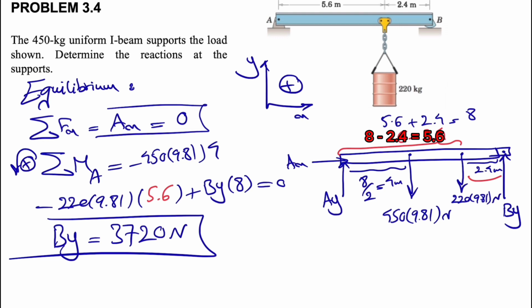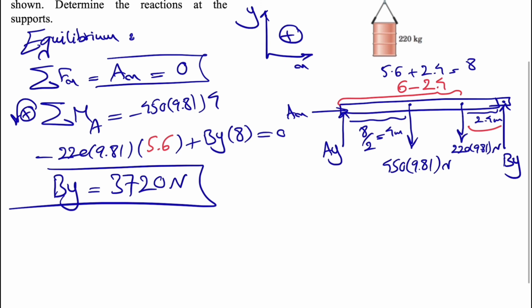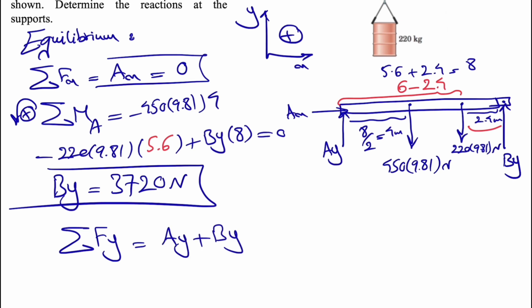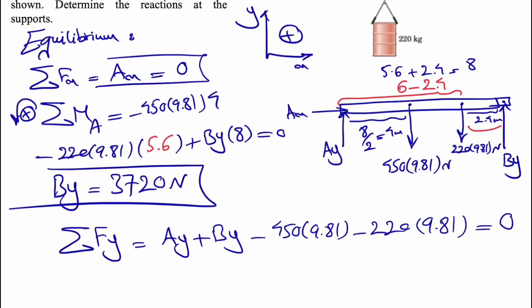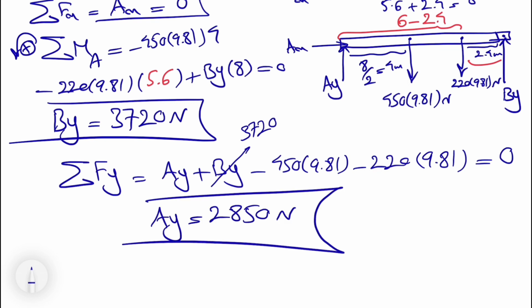Obviously, there is one more left, and we have one more equation too. And for that one, we will have the sum of all forces in y. And what we have for y is Ay plus By minus 450 times 9.81 minus 220 times g. Again, since we are in equilibrium, this would be equal to 0, and we have By, we already found in the previous step, 3,720, and we can find Ay in the last part of the question. So that would be everything for this question.